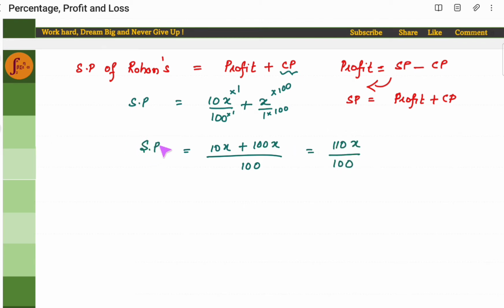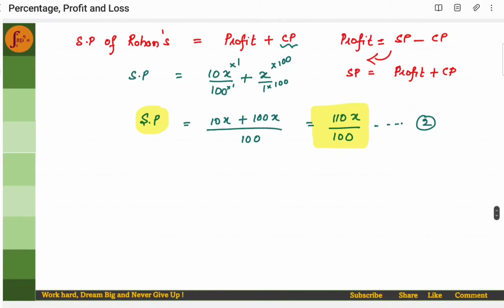So selling price is 110x by 100. Let's call this equation 2, right? This is also very important. We need to remember this. We finished the first transaction. Let's come to the second transaction.